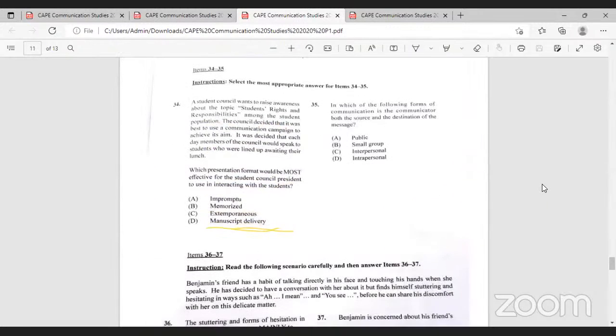Now we're at 34. Student council wants to raise awareness. Decided it was best to use a communication campaign. Each day members would speak to students lined up who are awaiting their lunch. Right? Which presentation format would be most effective for the student council president to use in interacting with the students? Impromptu, memorized, extemporaneous, or manuscript delivery? Anybody?